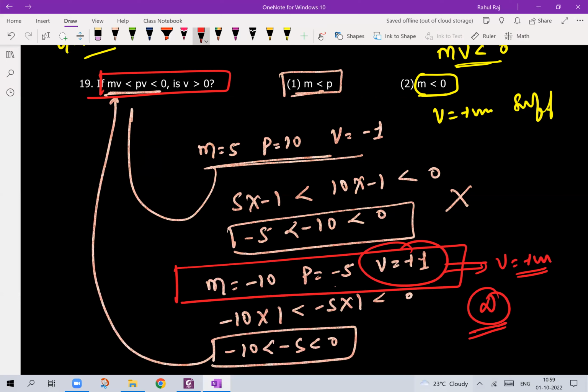So it's up to you. Either you take a number or you learn to play with the information. And if you learn to play with the information, your job would reduce to less than 1 minute, I can tell you. 100%. Okay.